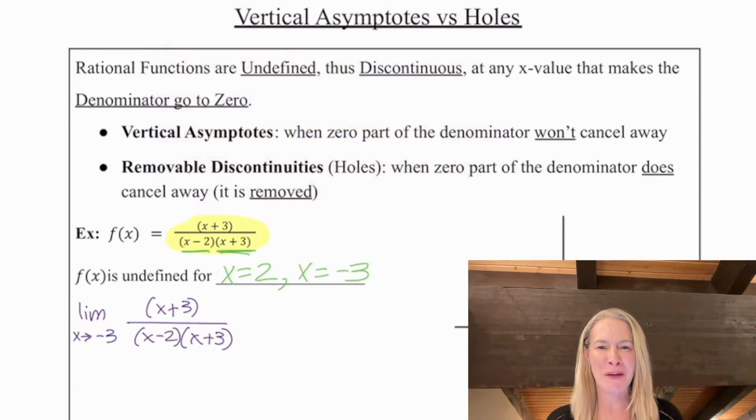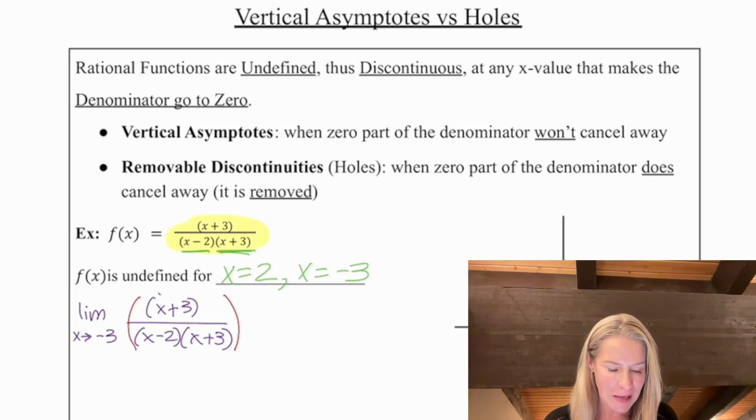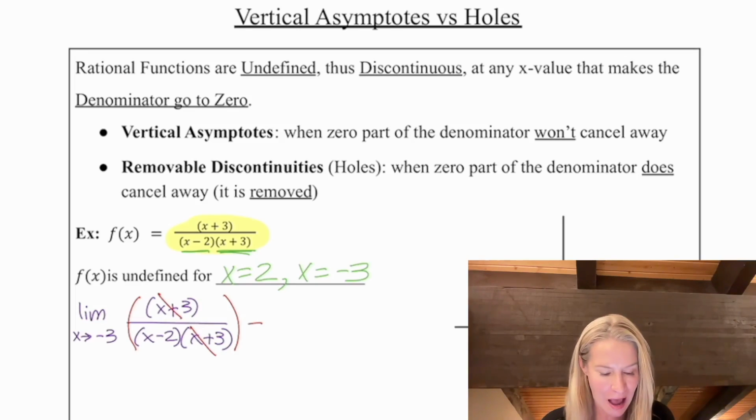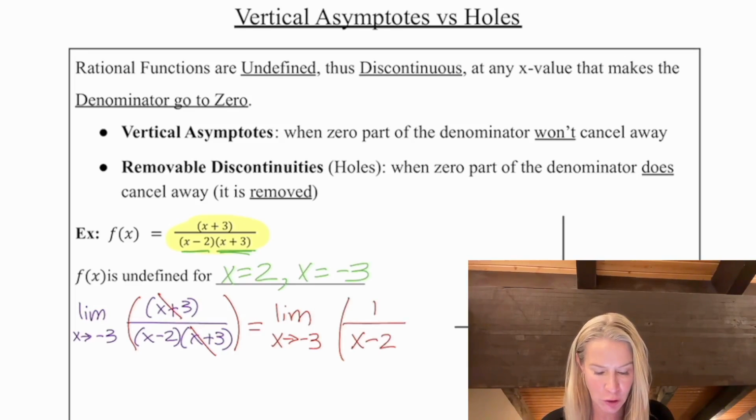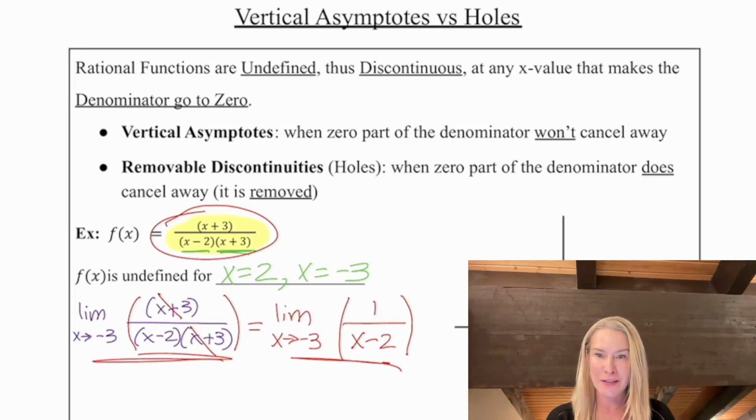So I've written out the limit of our function as x approaches -3. What you'll notice is there's an x plus 3 in both the numerator and the denominator, which means that as I'm looking at this limit, I can go ahead and reduce that away and have an equivalent limit as x approaches -3 of 1 over x minus 2. I can't do that to the original function because that takes away that knowledge of the discontinuity. But when you're looking at the limit, this limit is equivalent to this limit.